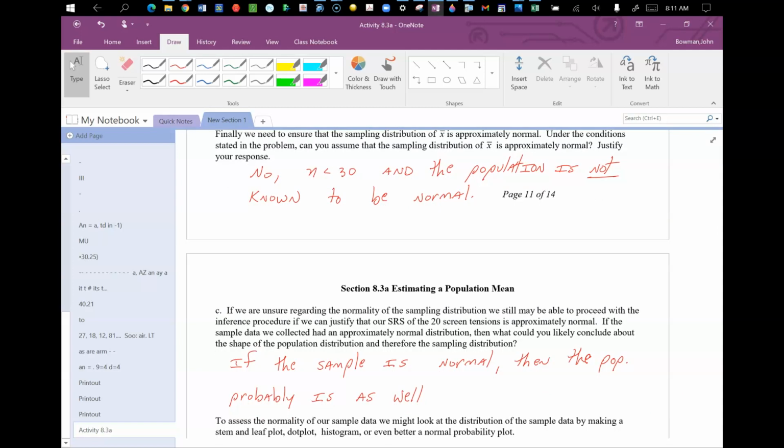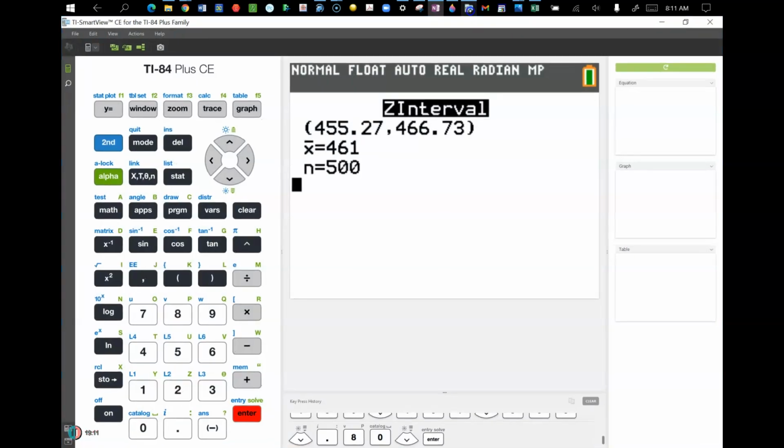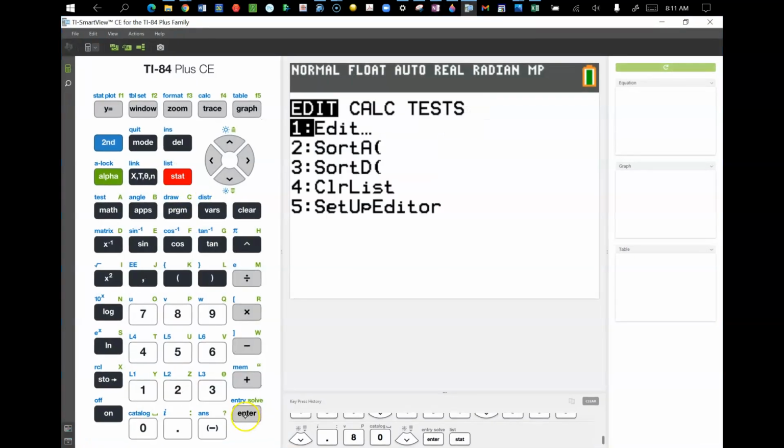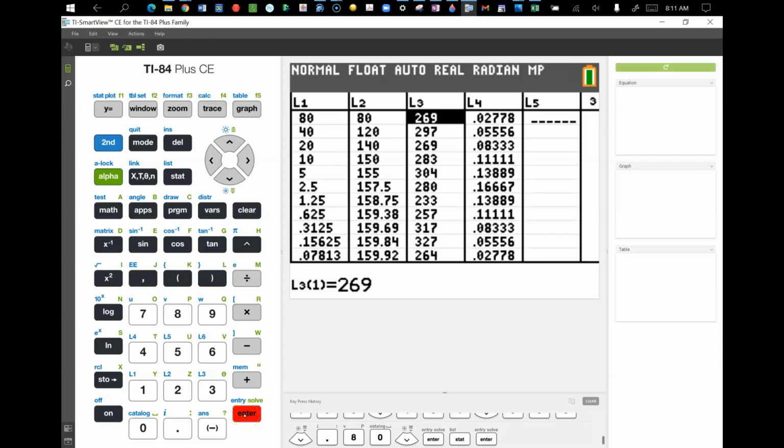So here's how you make a normal probability plot using your calculator. You enter the data into your calculator, which I have done here in list number 3. Be careful when you're entering data. Take your time. Make sure that you have the right number of numbers in there and so on.